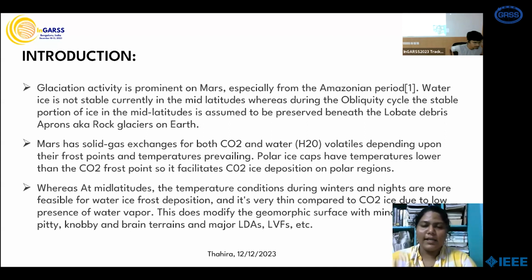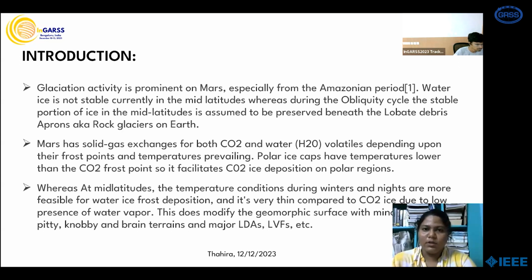And it has a high dependence on the latitudes. Now these polar ice caps at the high latitudes have temperatures lower than the CO2 frost point, so it facilitates CO2 ice deposition in polar regions. Whereas at the mid latitudes, the temperature conditions are more feasible for water ice frost deposition, and it is very thin compared to CO2 ice due to the low presence of water vapor. This is the information which is derived from the literature.